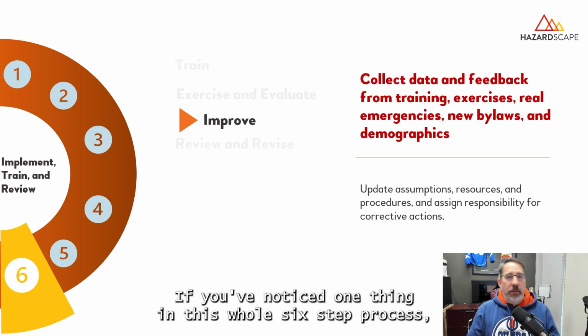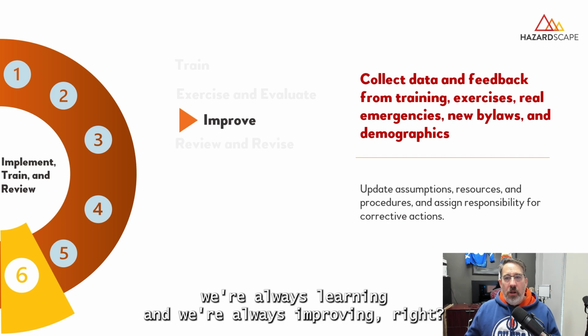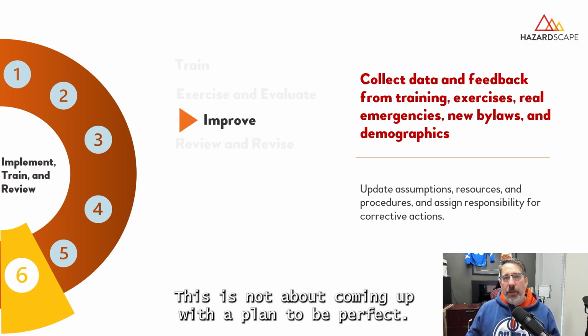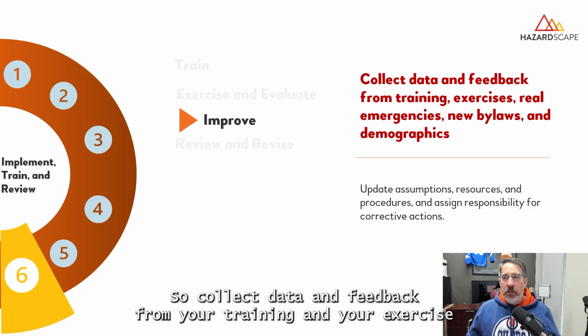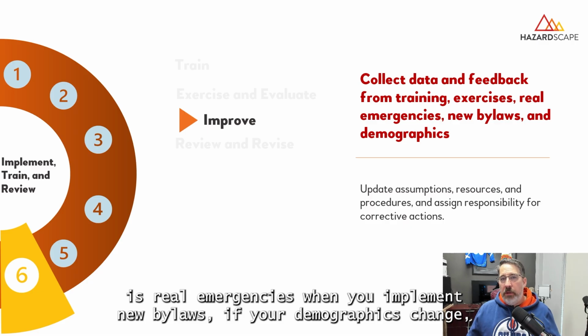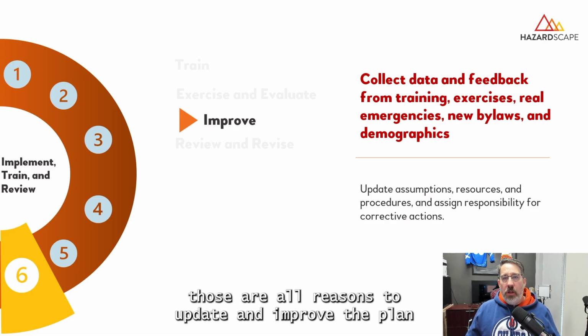If you've noticed one thing in this whole 6-step process, we're always learning and we're always improving, right? This is not about coming up with a plan to be perfect. You're not going to be perfect. The plan is not going to be perfect. So collect data and feedback from your training and your exercises, real emergencies, when you implement new bylaws. If your demographics change, those are all reasons to update and improve the plan.